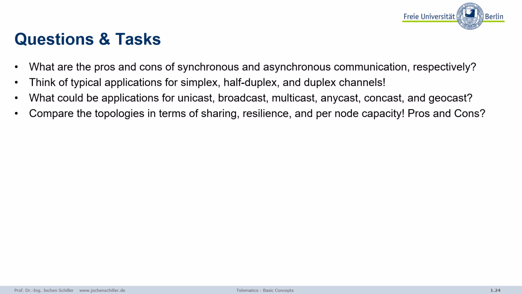And then compare the different topologies. In terms of sharing, how do we share links? Are they resilient? What about the capacity we need per node? There are big differences. So what are the pros? What are the cons? When do we use which type of topology?